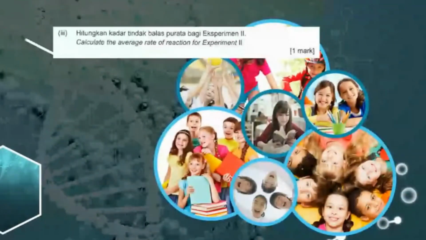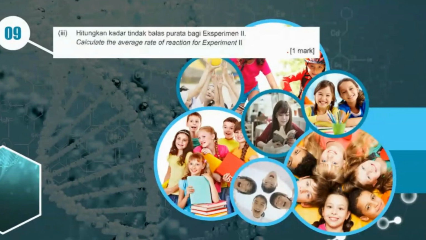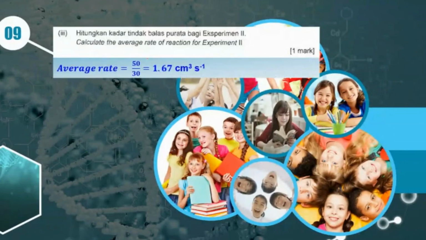Now calculate the average rate of reaction for experiment 2. So experiment 2, the volume is what? Volume is 50, right? 50 cubic centimeter. The time taken is 30 seconds, right? 50 over 30, so 1.67 cubic centimeter per second. So 50 is given in the question.